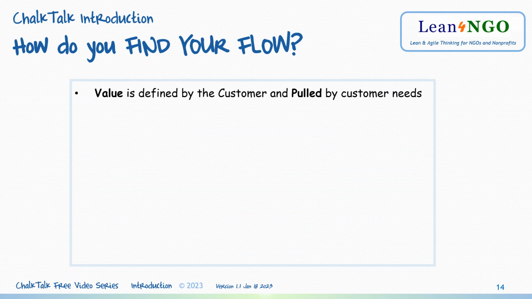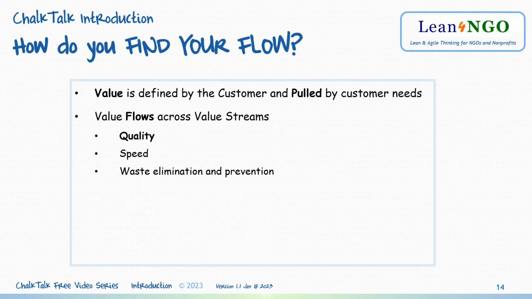Now let's explore some basic Lean and Agile principles to understand how they can help you find your flow. First of all, value and quality are defined by the customer and delivery is requested or pulled by them, how and when they want it. Lean and Agile teams learn to focus first on quality, then speed, not the other way around. In the Fundamentals of Value Stream Flow session, you'll learn why that's important.